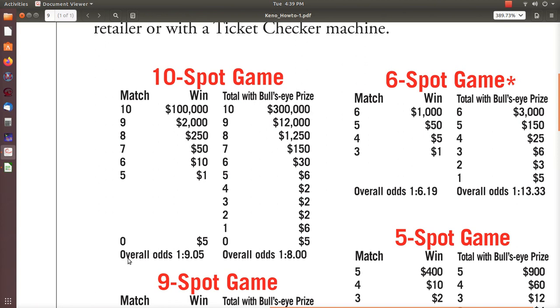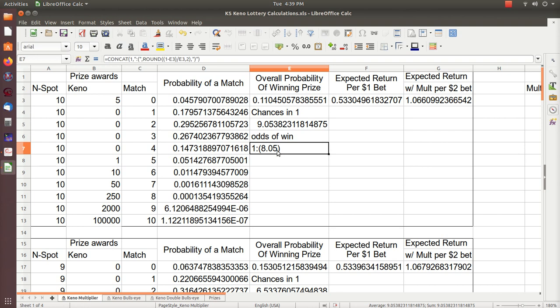So they either need to update the overall odds to say chances in 1 or put in 1 in 8.05, which is what this column represents. Now, notice here that the expected return on a $1 bet in Kansas is 53 cents.